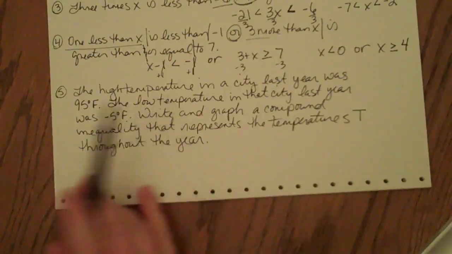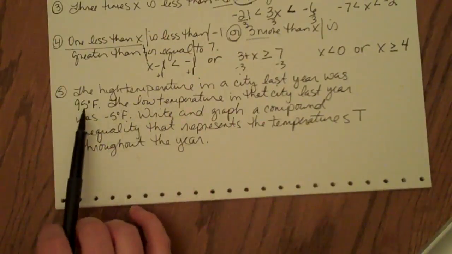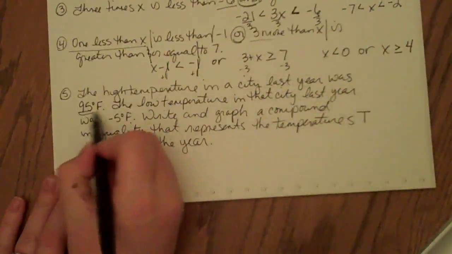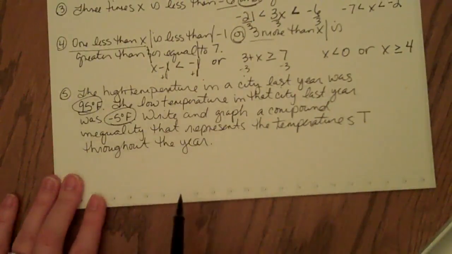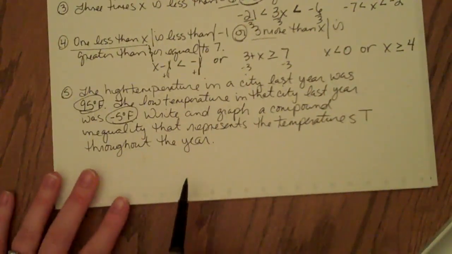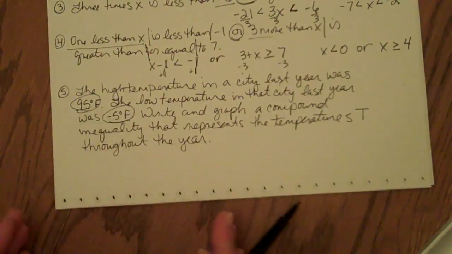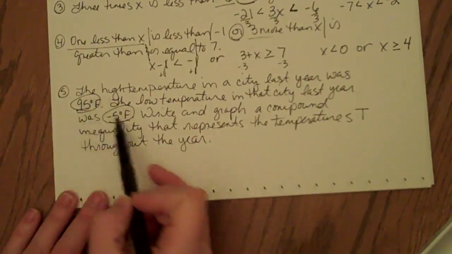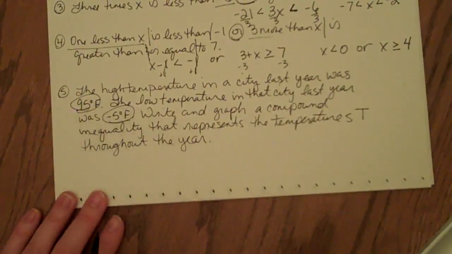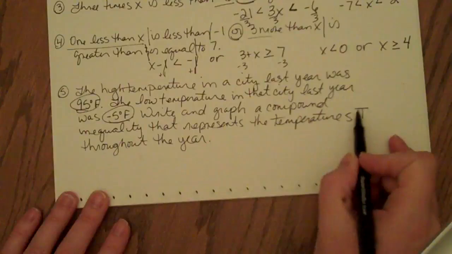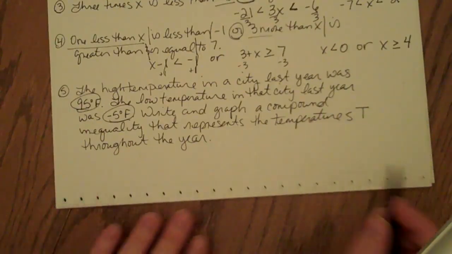Well, given the information that we're told, we know that the high was 95 and the low was negative 5. And if you think about what you know about temperature, if this was the high and this was the low, that means all of the temperatures throughout the year were somewhere in between. And because they're in between, we know that's going to be an and. In the middle is where we need our variable. They told us to use the variable T to represent the possible temperatures.